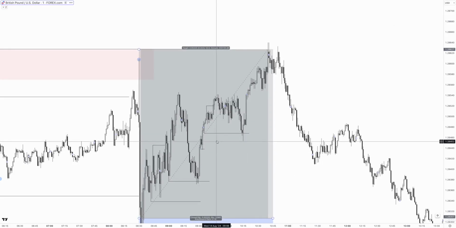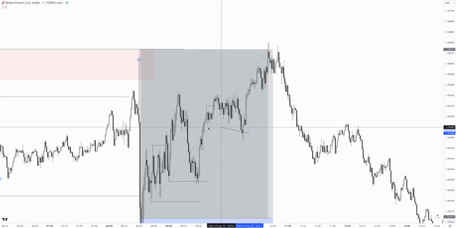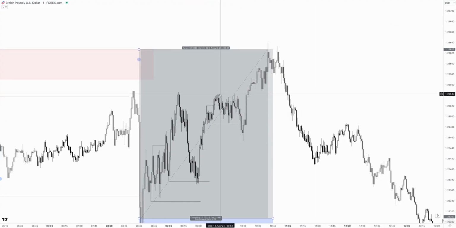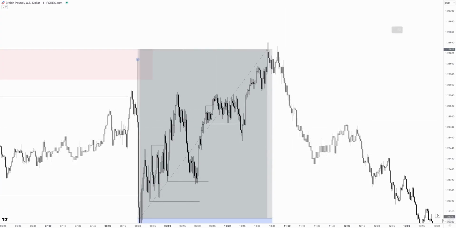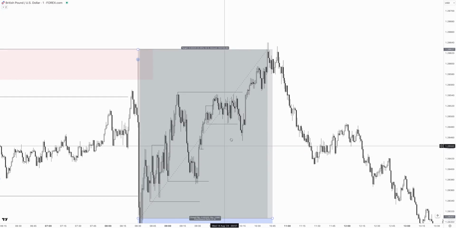That's how I took it. Let me actually mark this one out right here, just to show that BOS to the downside. So it came higher, created that high, BOS to the downside, inducing sellers. The reason I took it from here was because the market built liquidity here. It built liquidity there, trapped buyers, and came into this liquidity block.